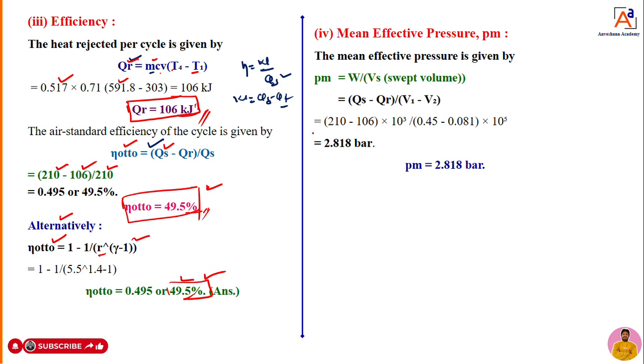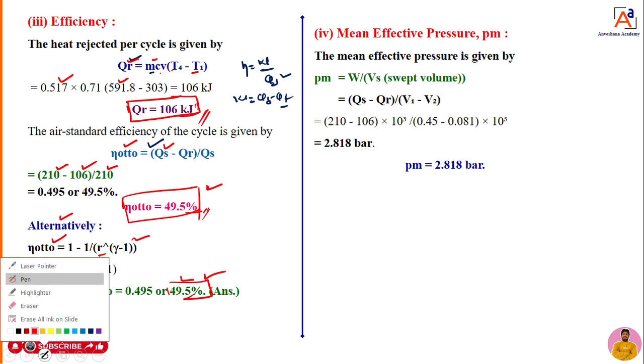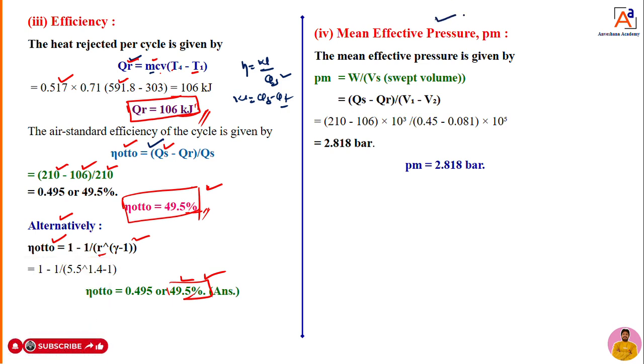Next, what is the fourth parameter? The fourth parameter is mean effective pressure. Some authors write MEP, some authors take PM. So here we will take PM. What is PM? We have done it already in the previous class. PM, the mean effective pressure, is the ratio of work done to the swept volume.